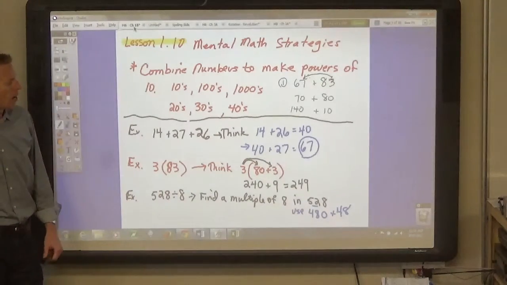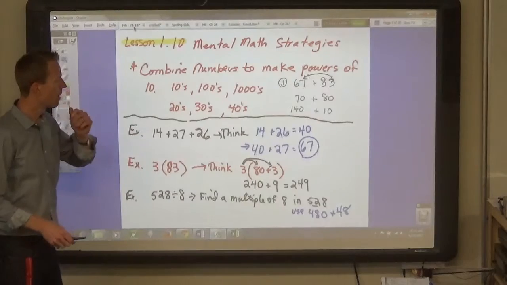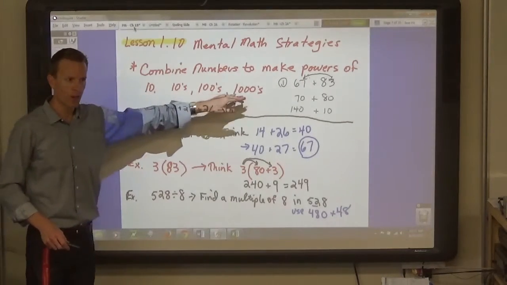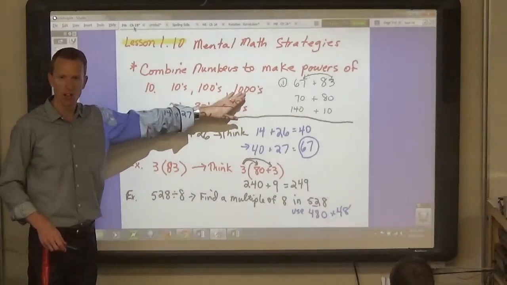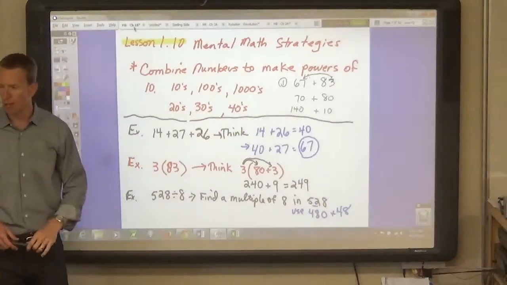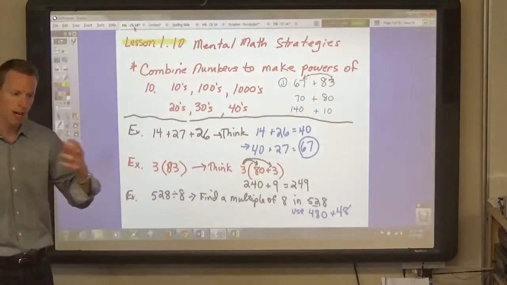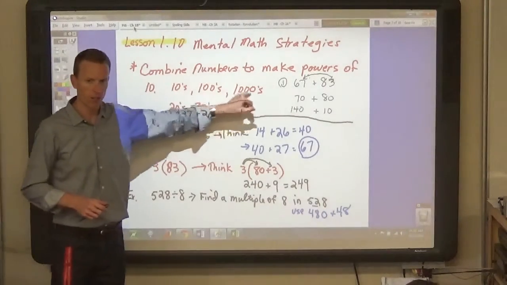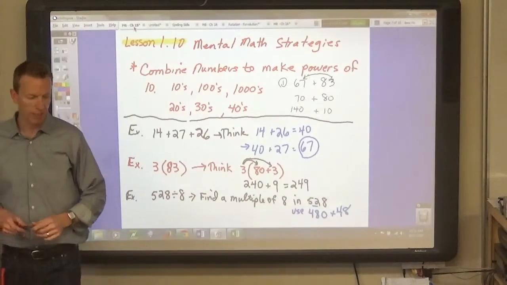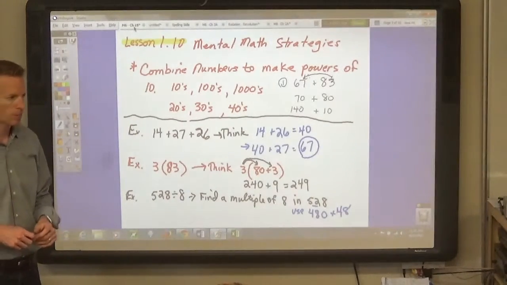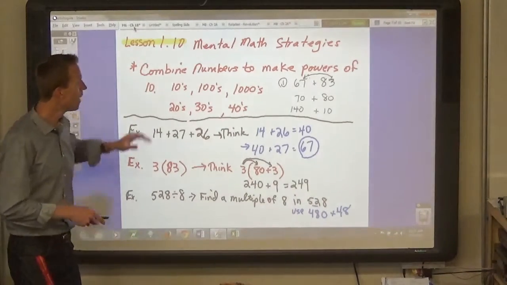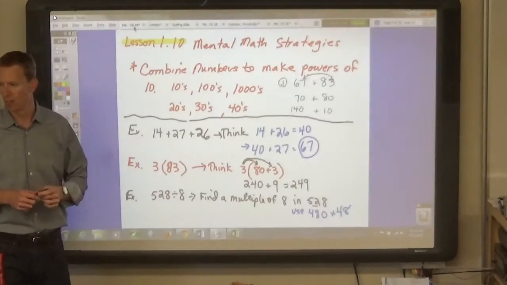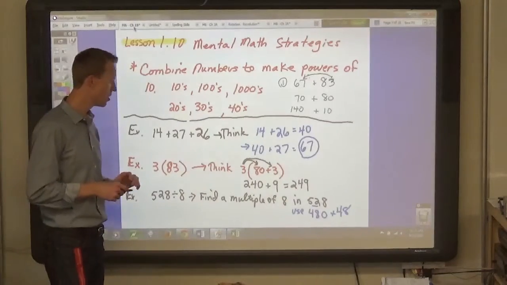Okay? Now, another thing to think about is anytime you can make tens, hundreds, or thousands, those are also easy to multiply. So if you can combine numbers so that you can multiply by tens or hundreds or thousands, those numbers are pretty easy to multiply. So that's the first strategy, is make tens or make powers of 10, in order to do the calculations in your head.